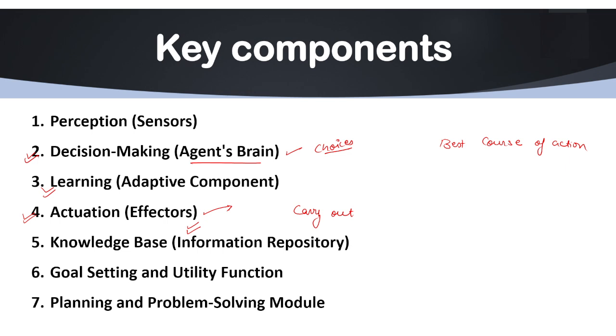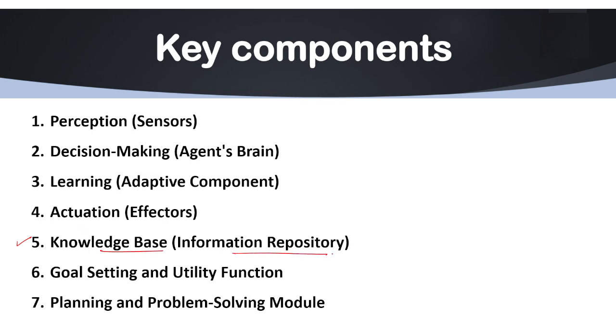Another is the knowledge base. It is called the information repository. As its name implies, it is a store of knowledge that includes information. It can also include rules and prior experiences relevant to the agent's goals. Its purpose is to provide context and historical data that support informed decision making. So the knowledge base is the information repository. We have discussed this, right?